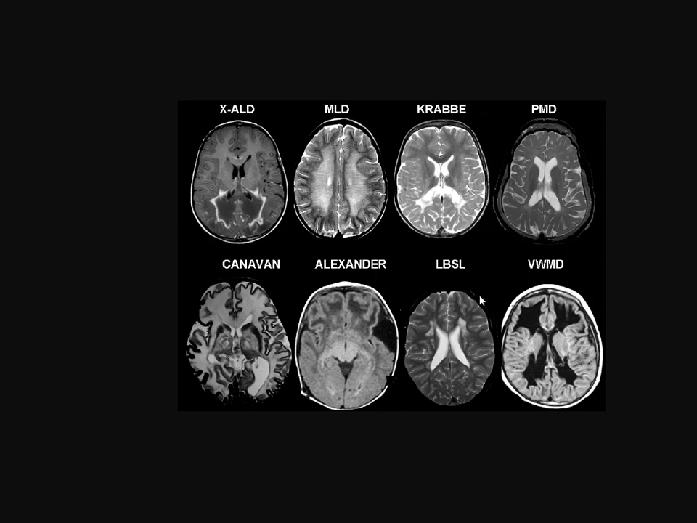Then we talked about Alexander disease. Alexander is like Alexander the Great, always ahead of everyone and always ahead in the brain also. It involves the frontal white matter. And then we have Canavan. In Canavan, there is diffuse white matter involvement, involving the subcortical U fibers.